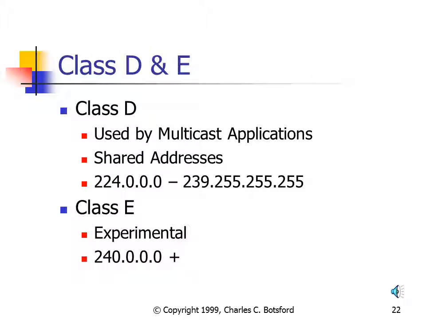There are also Class D and E addresses. We can't use these addresses to number our TCP/IP hosts. They're used for special purposes. Class D addresses are used by multicast applications. These are shared addresses that are used by multiple hosts at the same time to listen to multicast communications. These addresses start at 224.0.0.0 and go all the way up to 239.255.255.254. Class E addresses, 240 and above, are experimental, and again, they're off limits.